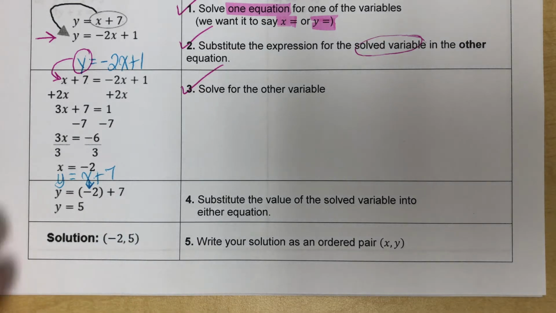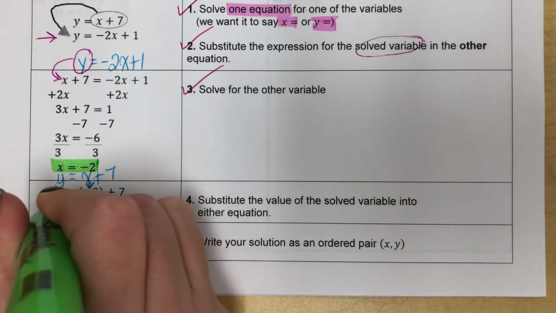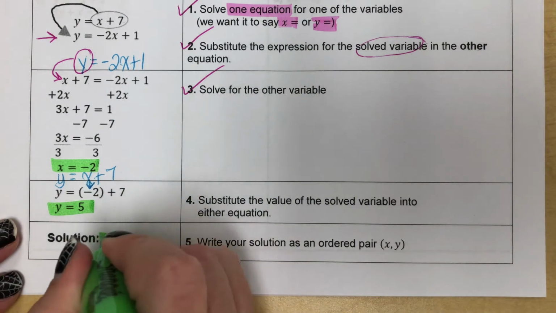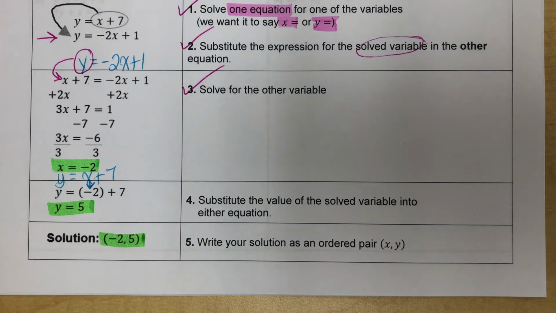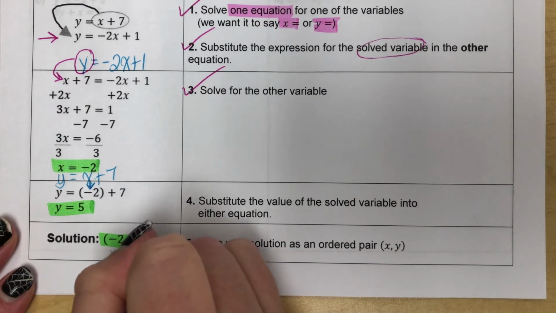So I know that x equals -2. I know that y equals 5. And I'm going to write my final solution as a coordinate point. Again, I know a coordinate point is x, comma, y.